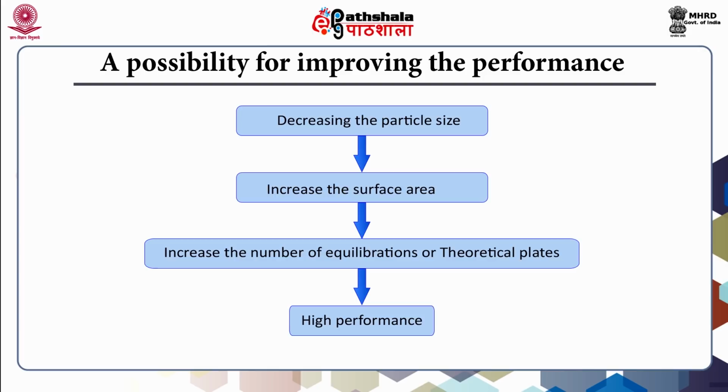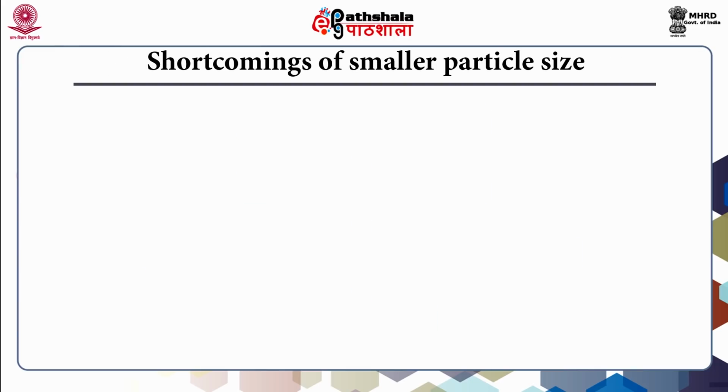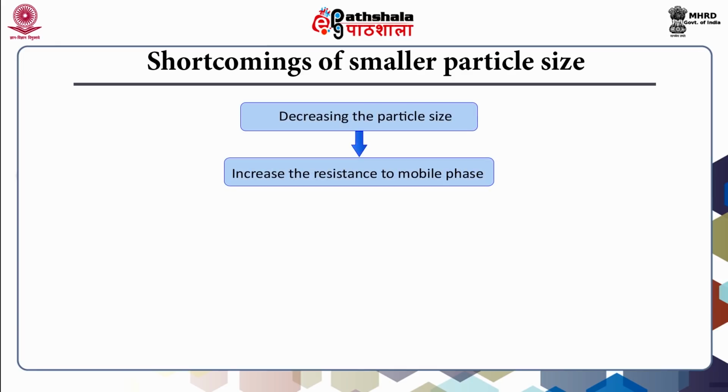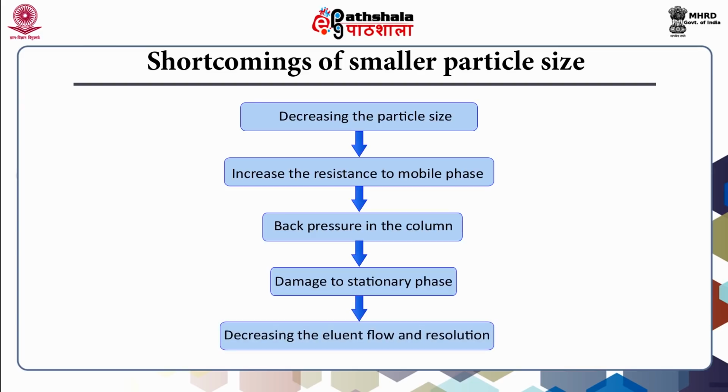But there are some problems because of the small particle size. This we can see in the next slide. So, what are the shortcomings of the smaller particle size? By decreasing the particle size, there is an increase in the resistance to the mobile phase. Because of the increase in the resistance to the mobile phase, there is a back pressure in the column. Once there is a back pressure in the column, that results in damage to the stationary phase, and finally there is a decrease in the eluent flow and the resolution. So, these are the shortcomings of the small particle size that are used in the chromatography.